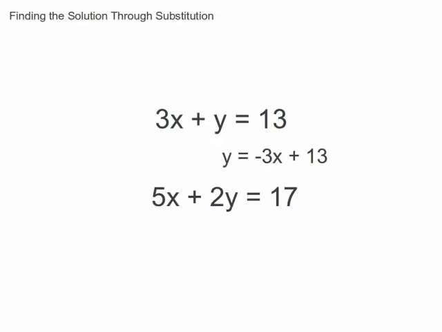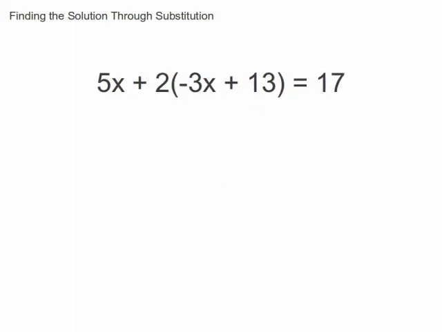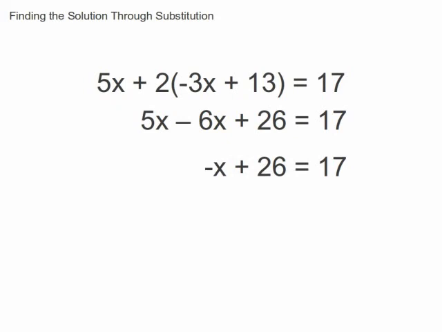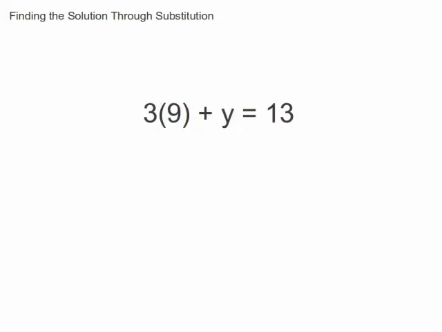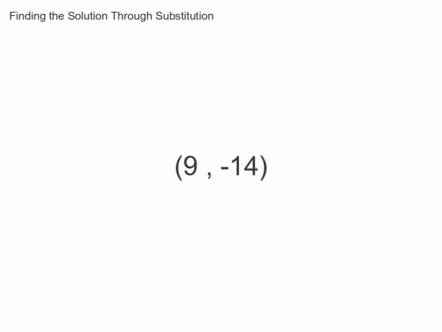Define one of the variables in one of the equations. If one of the variables doesn't have a coefficient, then define that variable to make things easier. Take that definition and use it to replace the variable it's defining in the second equation. Apply the distributive property and combine like terms as necessary to simplify the equation, and then solve for the remaining variable. Once you have that answer, plug in for that variable in either equation to solve for the other variable. Write the answer as an ordered pair.